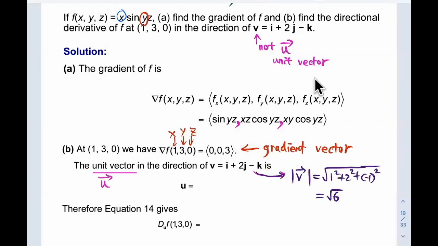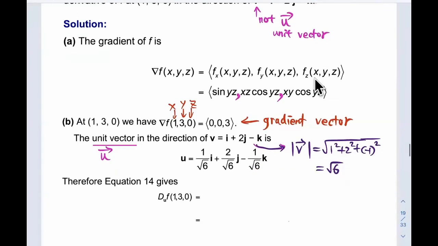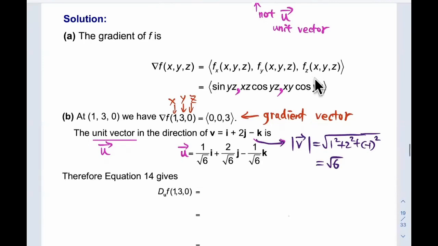We're going to take this one and divide by the magnitude. Then we're going to get 1 divided by square root of 6 in the i direction, 2 divided by square root of 6 in the j direction, negative 1 divided by square root of 6 in the k direction. And now, is this a unit vector now? Yeah, it is, right? Okay.